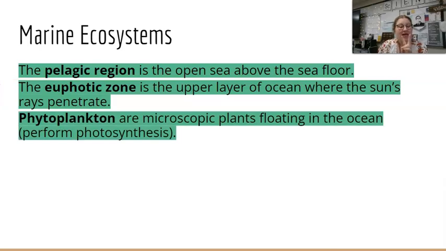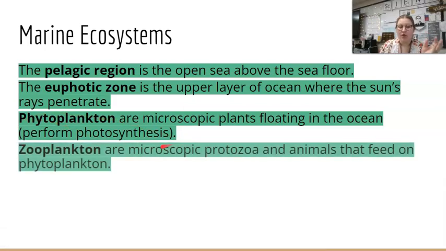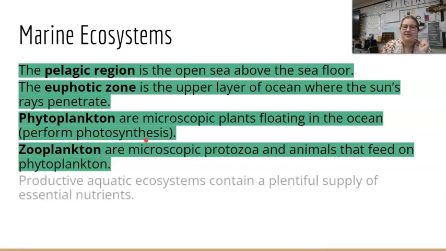There are two different types of plankton and you need to be able to differentiate them. The first type is phytoplankton. Phyto, just like photo, means light. So light plankton, they're microscopic plants floating in the ocean. They perform photosynthesis. Photo, light, photosynthesis, they're plants. Zooplankton, like zoo. What do you go to the zoo to see? You go to the zoo to see animals. So these are like animal plankton. They're microscopic protozoa and animals that feed on phytoplankton. Phytoplankton are going to be the base of that food chain, and then the zooplankton are eating the phytoplankton.